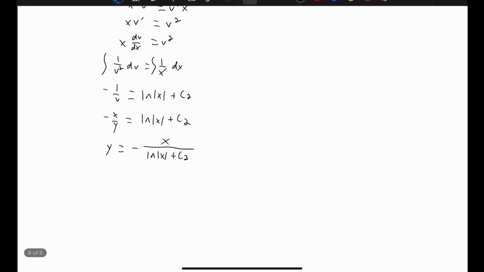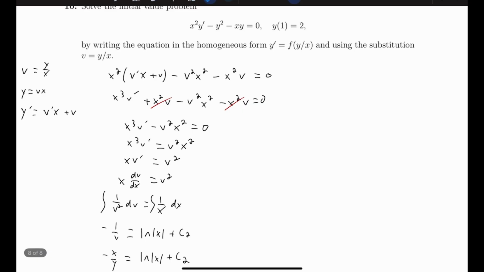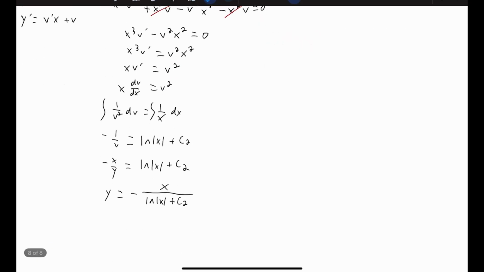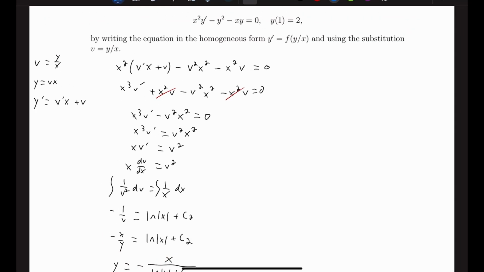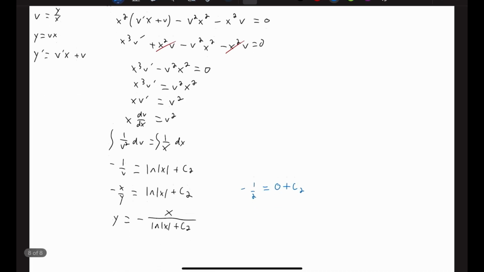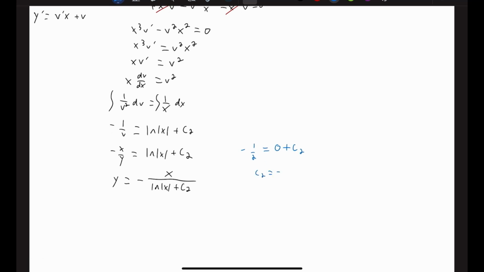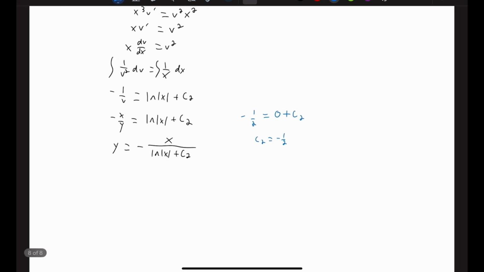Now we have a general solution for y, but we're given an initial value up here, so we need to go ahead and find a particular solution. You could plug this into this y here. I actually think it's a little bit easier to plug it in the second to last step. So we're going to go ahead and find our particular solution by plugging in 1 for x and 2 for y. So negative 1 over 2 equals ln of 1 is just 0, plus that c2. c2 is therefore equal to negative 1/2. We can go ahead and substitute that back in down here and end up with negative x over ln x minus 1/2 as our final solution.